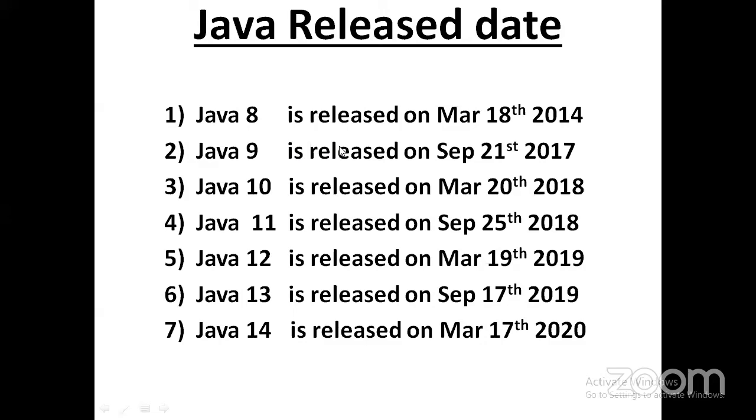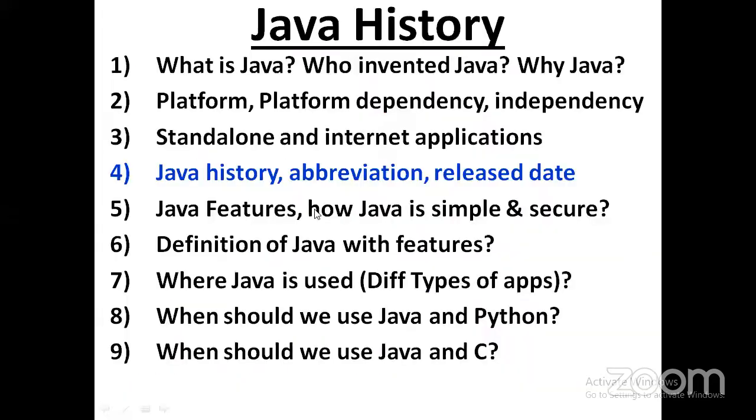Now, moving to the next story. We completed Java history, abbreviation, release date. I'm starting from zero, from what is Java onwards, which means you need no prerequisite knowledge. What is Java? Who invented Java? Why Java? From there I started. Now I'm moving to the next topic: Java features, how Java is simple, secure, and other features. Are you ready? All people are ready? Come back to the subject.